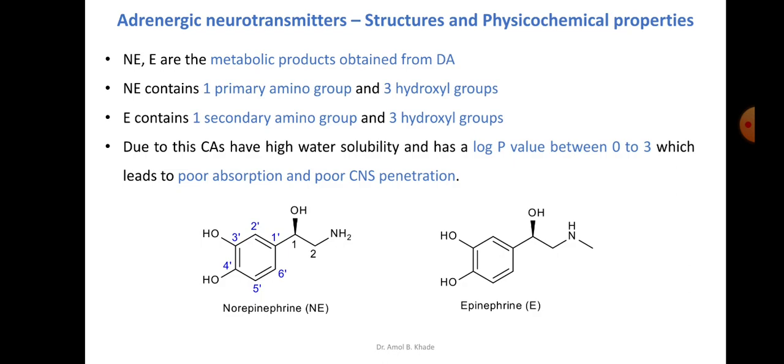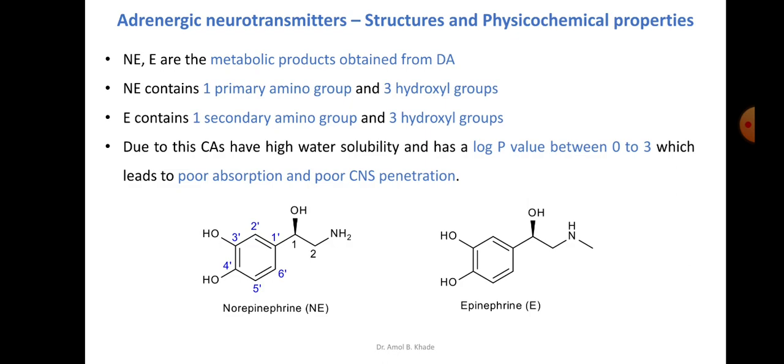Now the epinephrine are the metabolic products which are obtained from the dopamine. Okay, so norepinephrine and epinephrine are nothing but the metabolized products which are obtained from the dopamine.